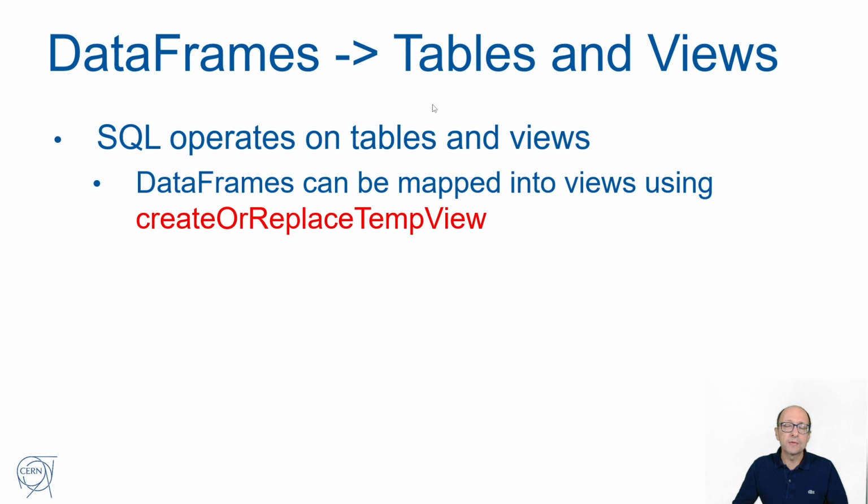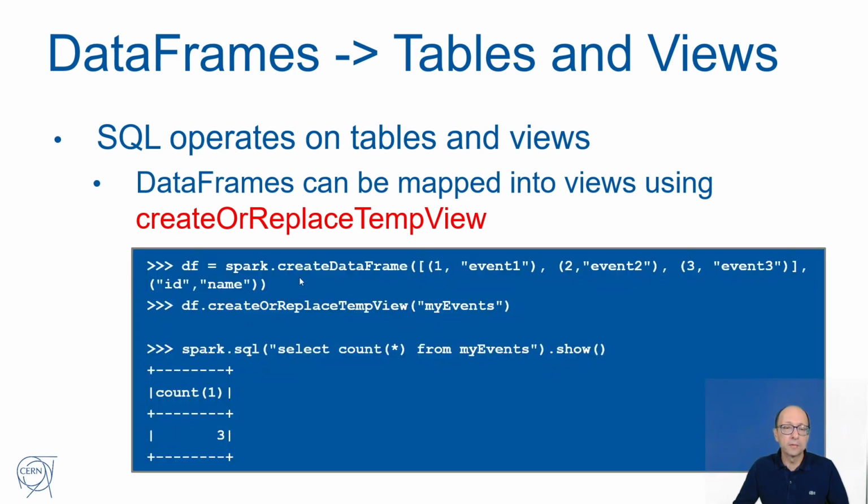So when we have data frames and we want to operate with Spark SQL, we need to map the data frames into tables and views. One way to do that is to use the create or replace temp view method on the data frame. And we will see an example here. We create a data frame. Normally you read data from files, but here we create it directly from the command line. We have an ID and a name, which is a number and a string, and we map the data frame to a temporary view called My Events. And then we just select the number of rows from this temporary view.